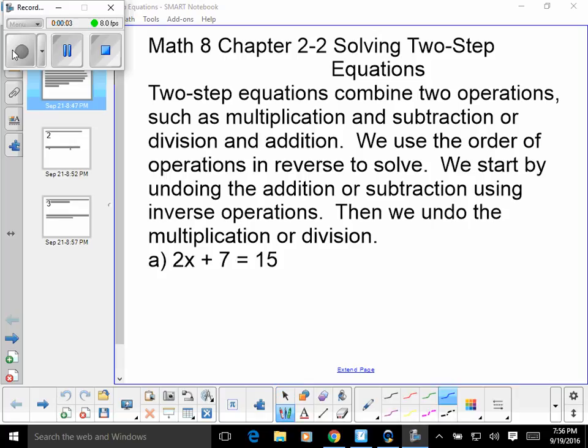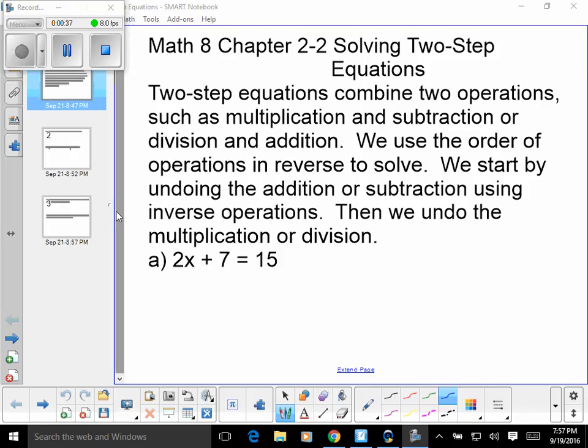Welcome back, class. We'll be moving on to Chapter 2.2, which is solving two-step equations. Two-step equations combine two operations, such as multiplication and subtraction, or division and addition. We use the order of operations in reverse to solve. We will start by undoing the addition or subtraction by using the inverse operations. Then we will undo the multiplication or division.